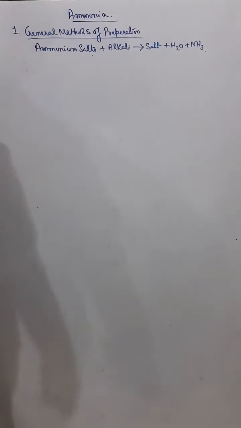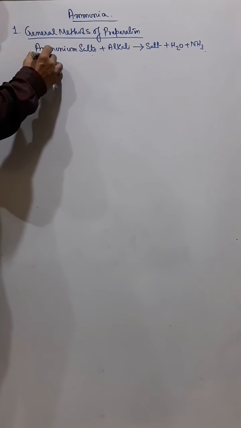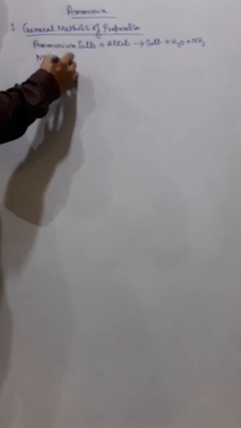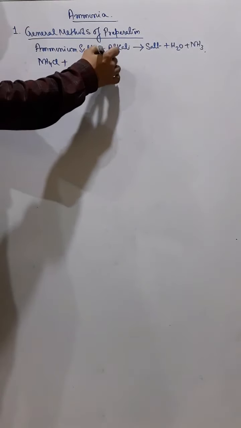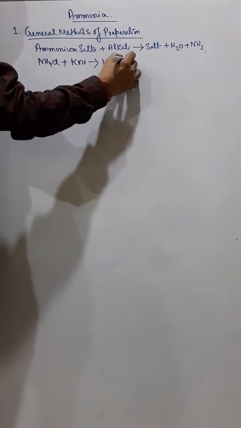So we take ammonium salts. Any ammonium salt, except ammonium nitrate. I'll tell you about that later. Say ammonium salt, say NH4Cl. Alkali means NaOH, KOH, Ca(OH)2. All these are alkalis, so you can take any of the alkalis. If you take KOH, you will get a salt. What salt will we get? Potassium chloride. We will get water and we will get ammonia.